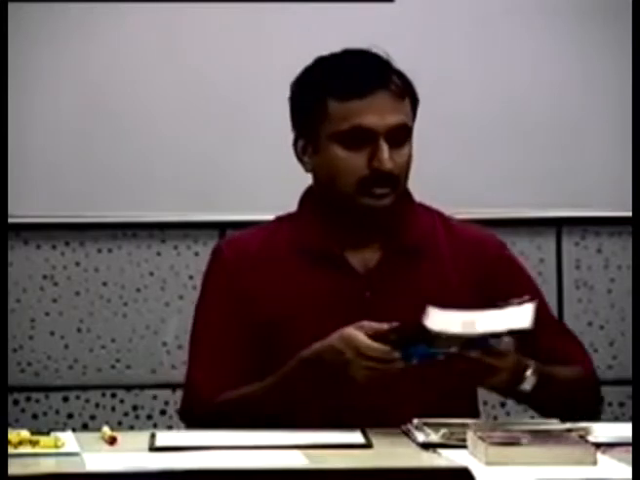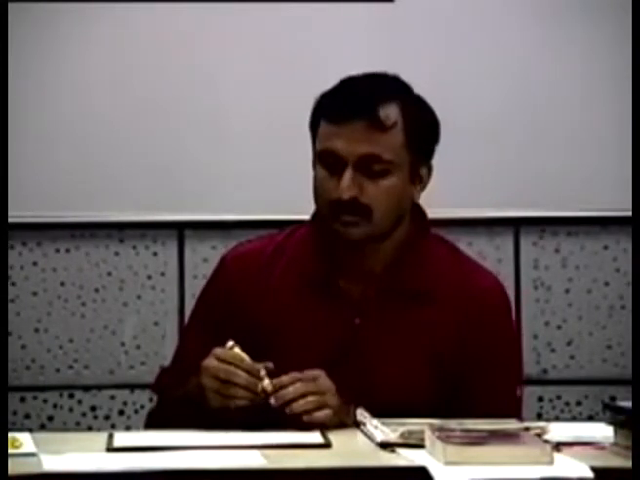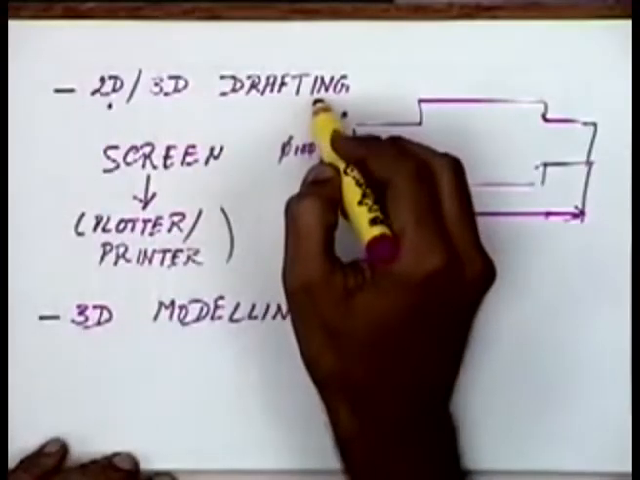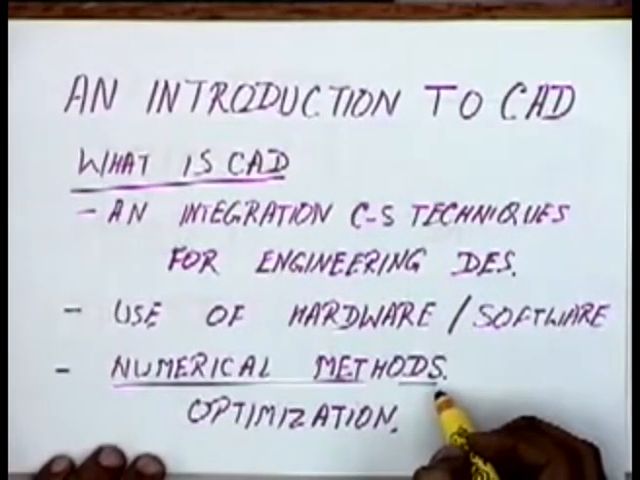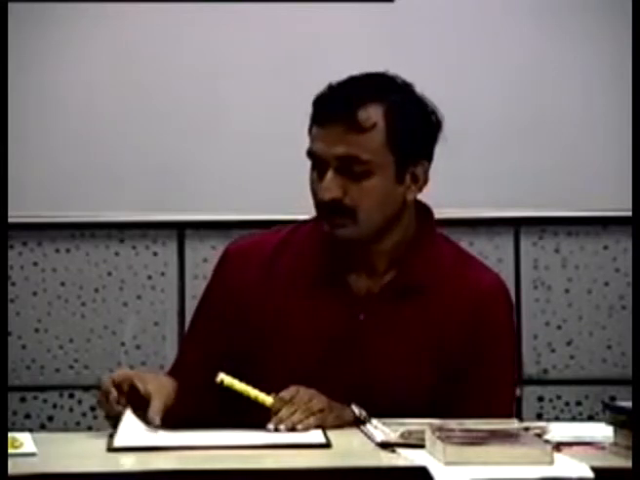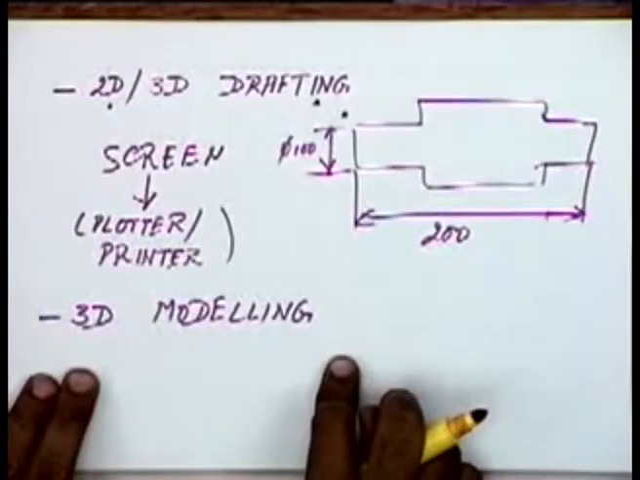So the other CAD activity is 3D modeling, and this is a major part of what we mean by computer aided design. Often people refer to drafting as computer aided design. Some people even refer to just numerical methods also being computer aided design, because even in numerical methods you are using the computer as an aid for designing. But a major part of this activity of computer aided design comes under this realm of 3D modeling.